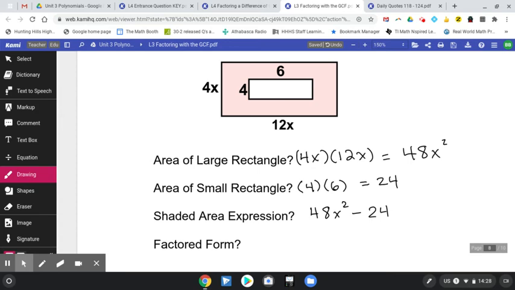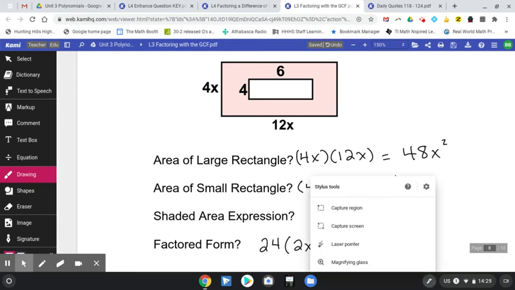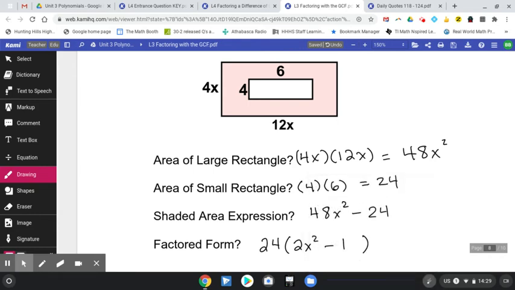So we're going to be looking for a common factor. So the biggest number that divides into 48 and 24 is 24. And then the other factor, I would need a 2x squared, subtract 1. And remember that little strategy of checking your answer using distribution. So I check and I distribute onto the first term, and that would give me the 48x squared. I distribute onto the second term, that would give me the negative 24.